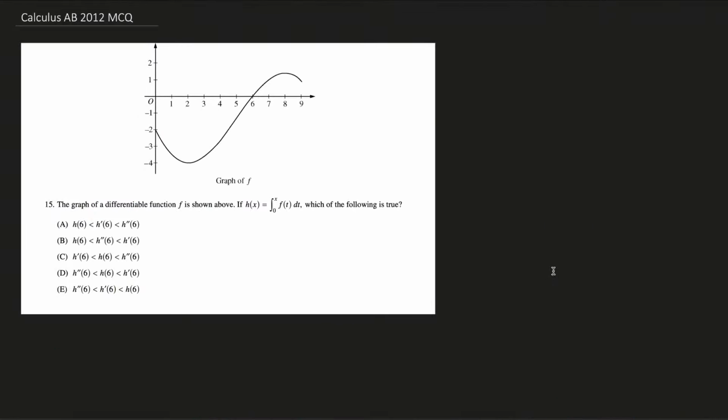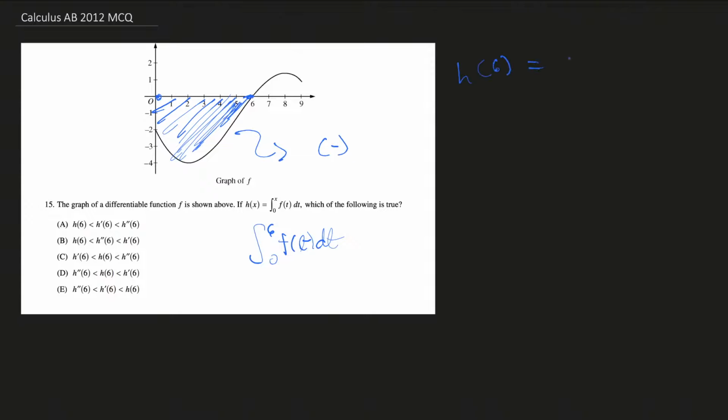All right, number 15 states the graph of a differentiable function f is shown above. If h of x is equal to the integral from 0 to x of f of t dt, which of the following is true? Well, if we think about h of 6, if I just plug in 6, that's the integral from 0 to 6 of f of t dt. So if I go from 0 to 6, this would be my value, the area under this function, which would be some negative value. So we know that h of 6 is some negative value.